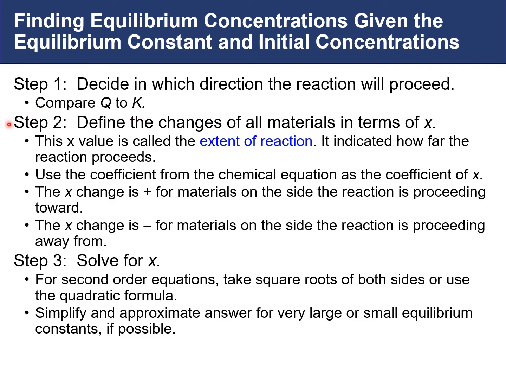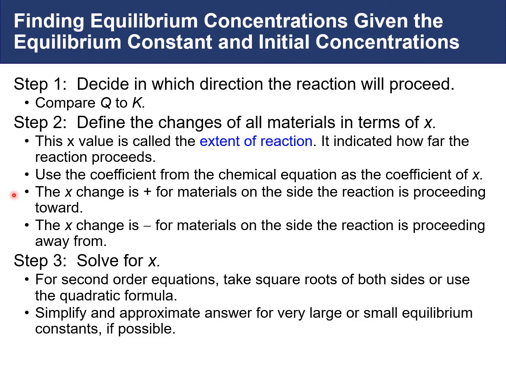In step 2, we will define the change of all material in terms of X. In some instances, looking at other sources, you might see the delta be used instead of X. It works the same way regardless of whether you use X or delta. We will be using X. This X value is called the extent of reaction. It is meant to indicate how far the reaction proceeds. We will use the coefficient from the chemical reactions as the coefficients indicating how far each one of our components change by multiplying that coefficient by X.